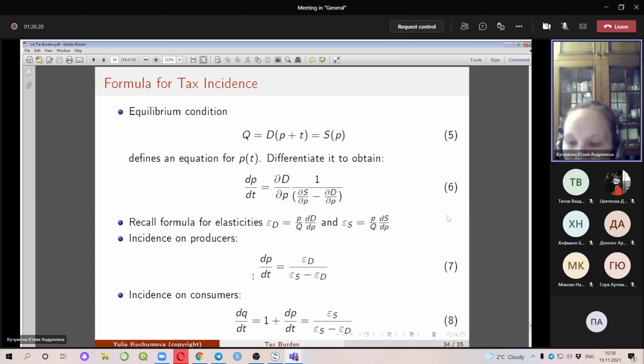Okay, so we have too little time, so think about that at home. This formula would be helpful for you to understand those graphs. So with that, let's finish.